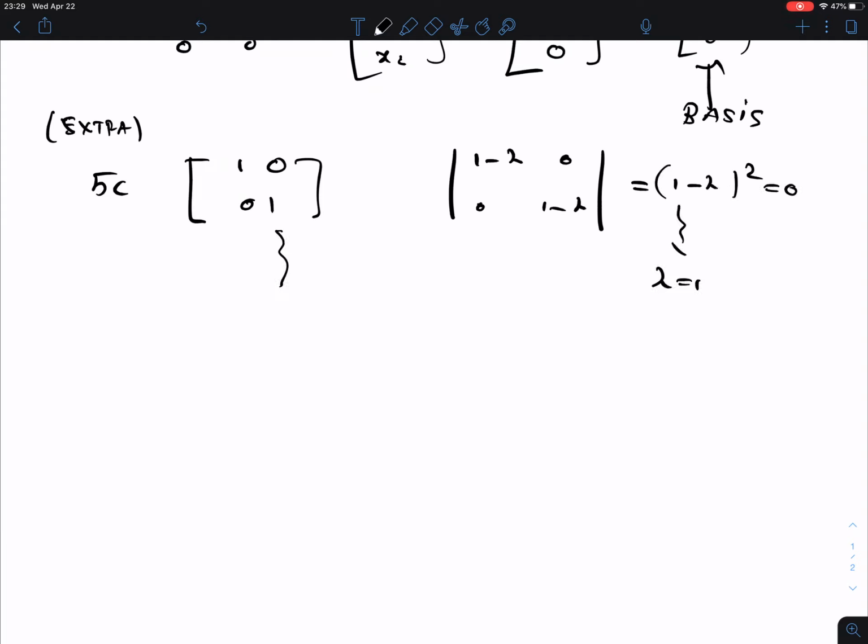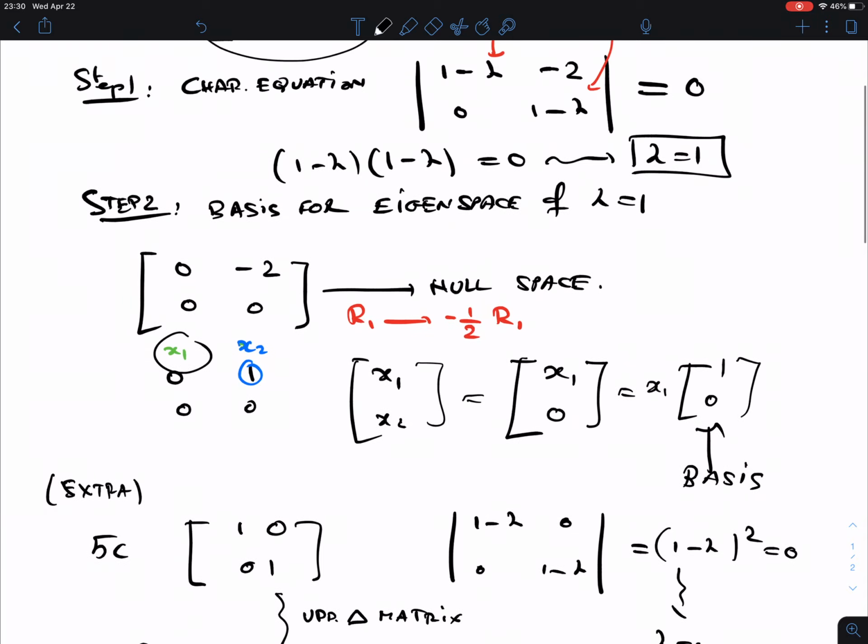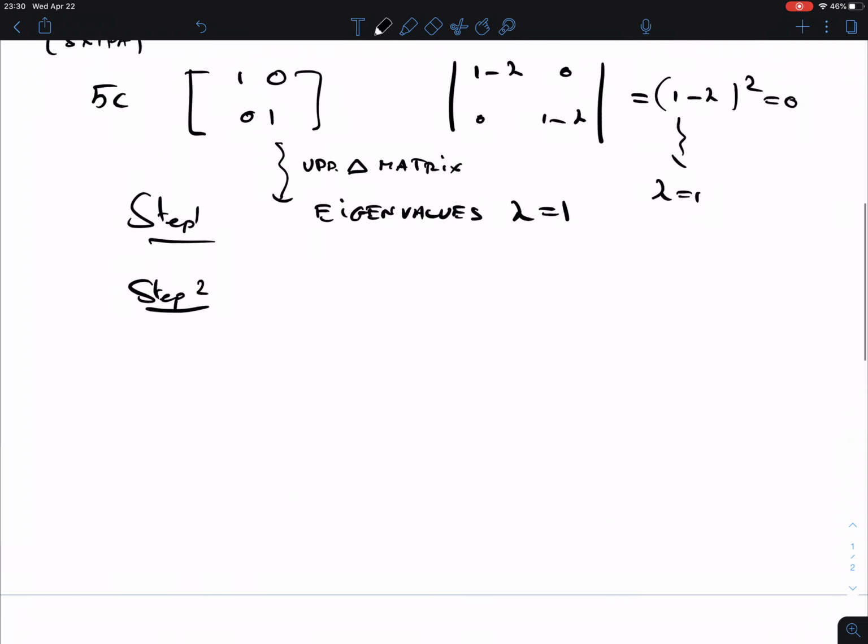But you could have right away said this is a diagonal or an upper triangular matrix. I'm just going to make it that, upper triangular matrix. And so we know that the eigenvalues are the diagonal elements, but there's only one. I mean, there are two of them, but they're both the same. So here it's lambda equals 1. So that's step 1. Now step 2. So this is a similar situation as before, right? We had a single eigenvalue. This can happen. And now what about the eigenspace?